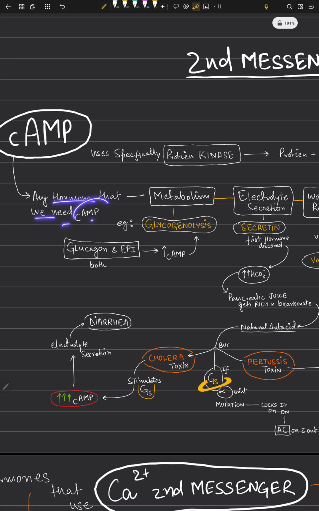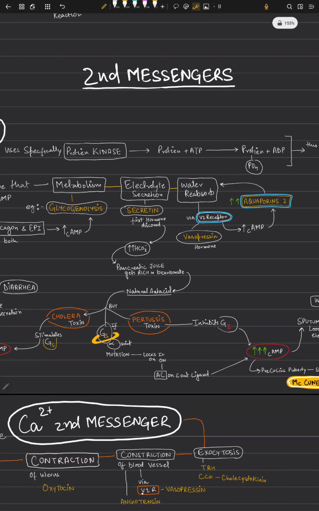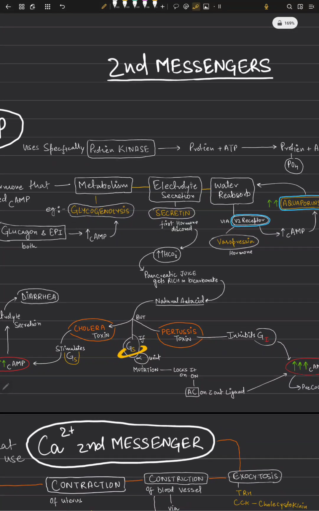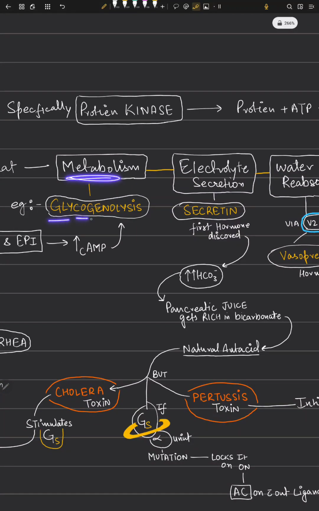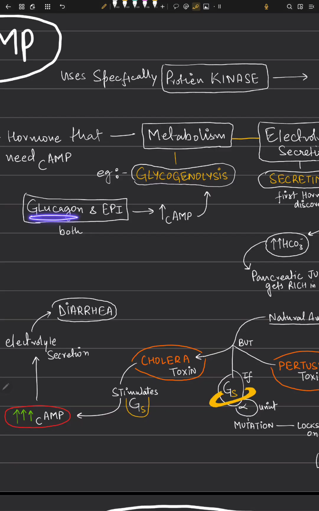Any hormones that need cAMP are hormones of metabolism, hormones of electrolyte secretion, and water reabsorption. So metabolism, glycogenolysis. Which hormone? Glucagon. Glucose is gone, we didn't eat for a long time. And epinephrine works by increasing cAMP levels, and then this process, glycogenolysis, happens.